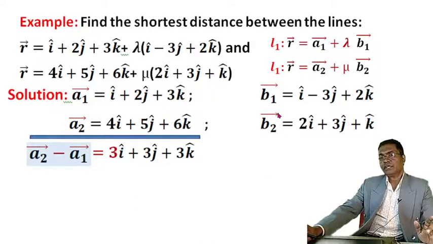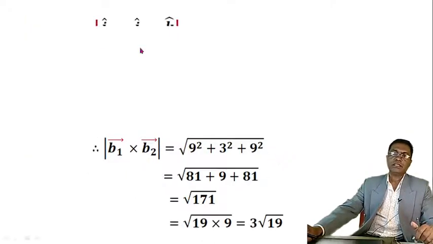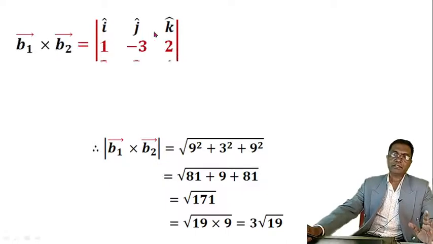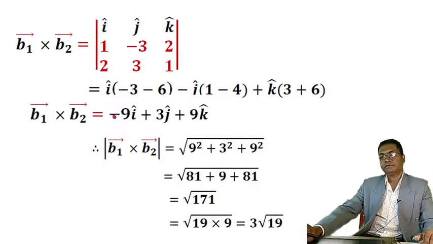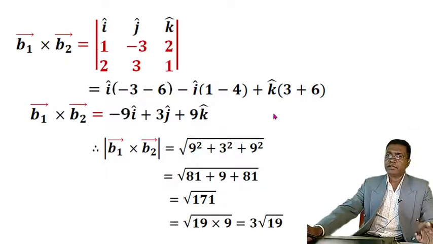Now you have to find the cross product of b1 and b2. So see here how b1 cross b2 is found. The determinant expansion, and this you will get. Everything is explained in detail, so pause the video and try to understand it yourself.